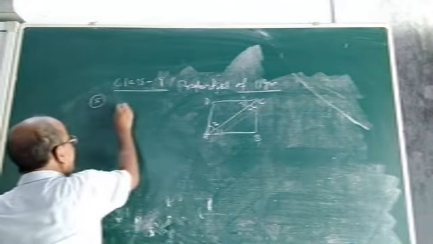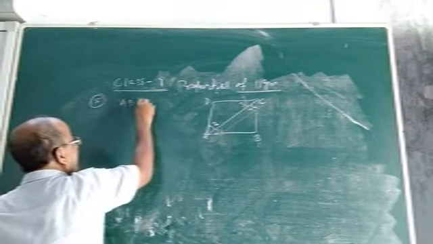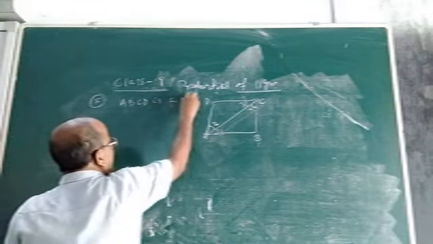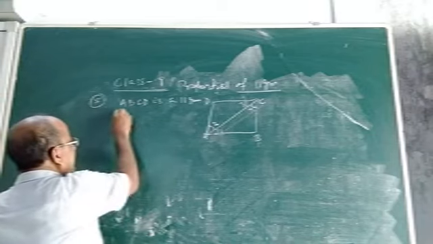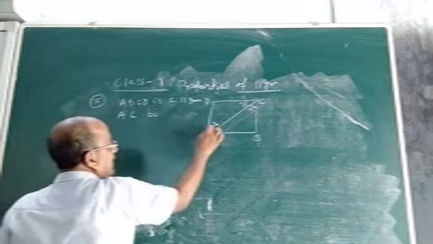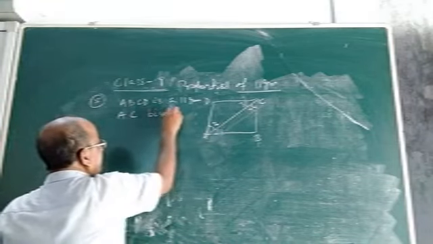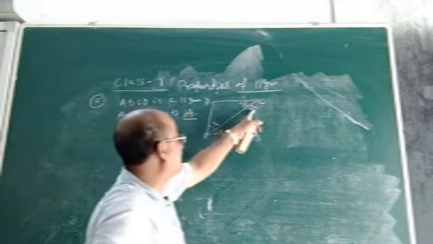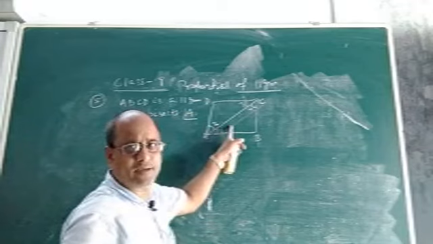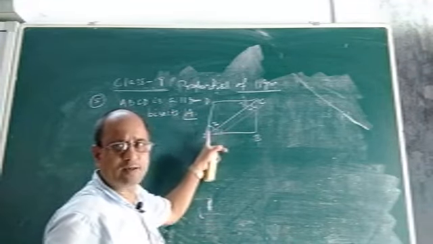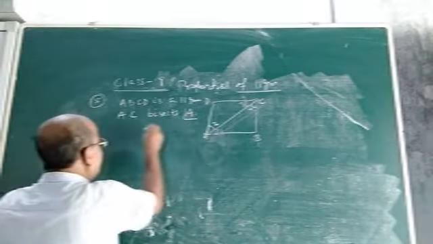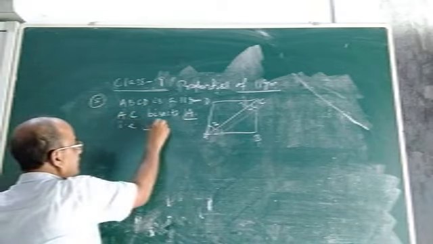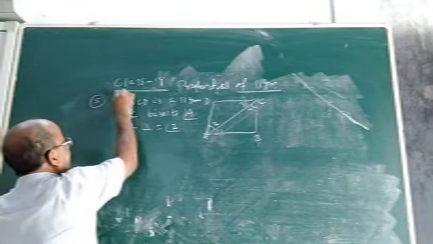So what is given here? We are given ABCD is a parallelogram, and what else are we given? We are given this diagonal AC bisects angle A. If the diagonal AC bisects angle A, what does it mean? It will be divided into two parts, suppose angle 1 and angle 2. That means we are given angle 1 equal to angle 2. These are given.